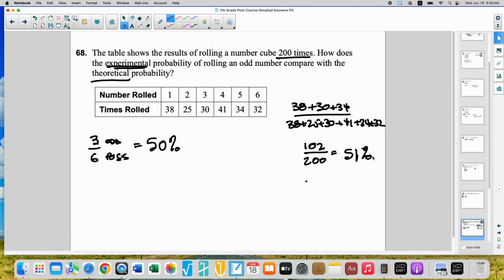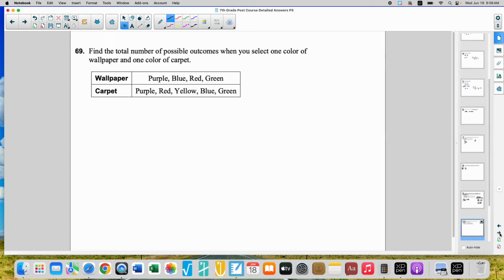So the table shows how the experimental probability compares. It's similar. It's very similar. Yeah, it's pretty much there. The experimental probability is close to the theoretical. Yes, it's a good answer.